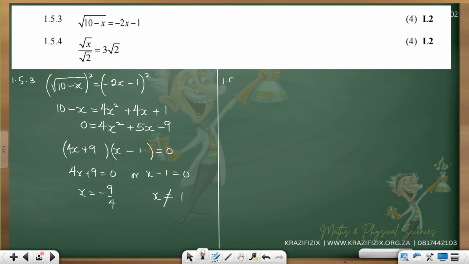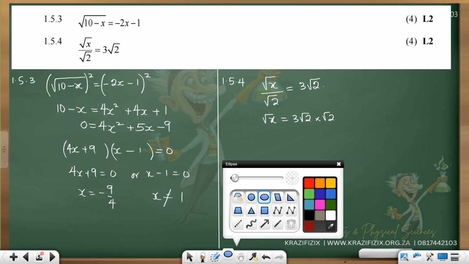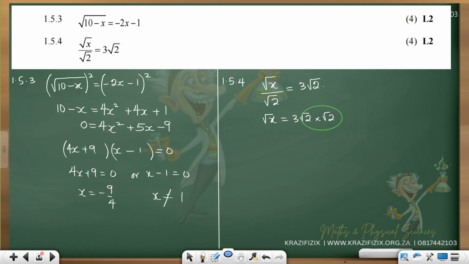1.5.4. Root of x over the root of 2 equals 3. All right, look, the only thing here is to cross multiply. So root of x is 3 root 2 multiplied by root 2. Do you notice that this is the same as saying root 2 squared?